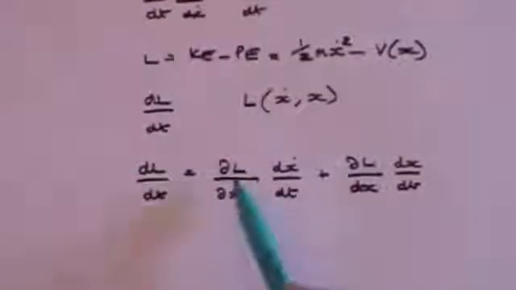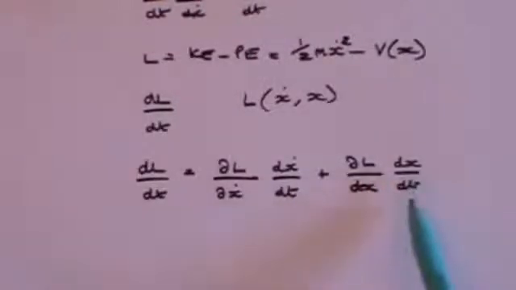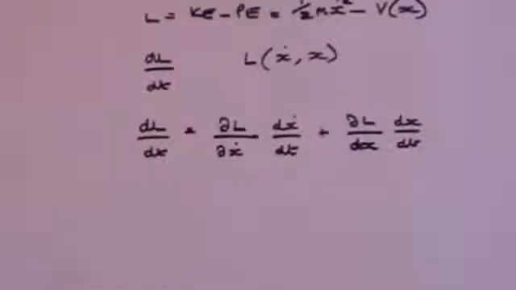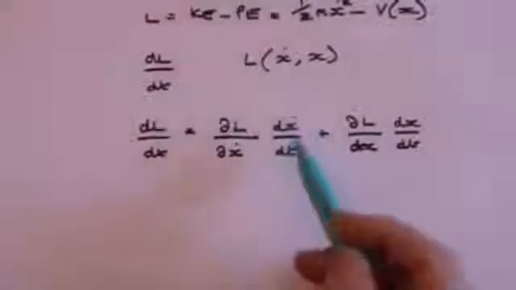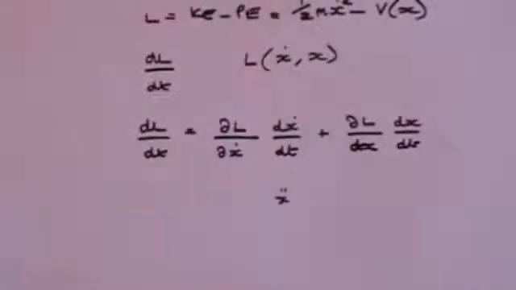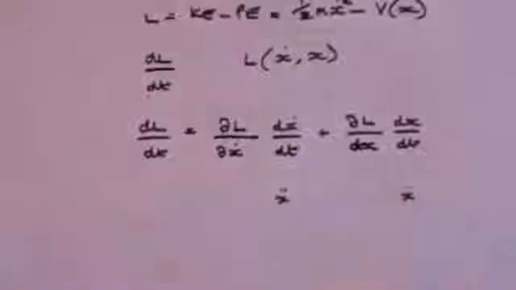So it's the partial derivative of the Lagrangian with respect to x dot times d(x dot)/dt, plus the partial derivative of the Lagrangian with respect to x multiplied by dx/dt. So we've now got four terms. Let's see if we can simplify them. Two of them I can simplify very easily. d(x dot)/dt is x double dot, an acceleration. dx/dt is velocity, x dot.